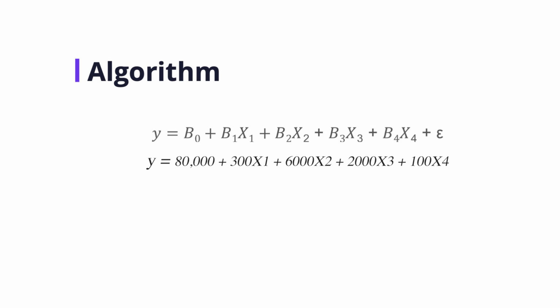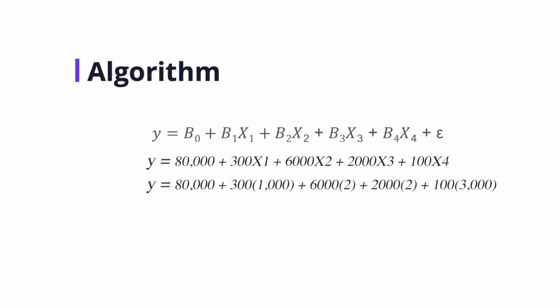So let's just apply this to a very simple example where we plug in the values for the square footage of the unit. We'll say 1,000 feet. With two bedrooms and two bathrooms on a 3,000 square foot lot, this would give us a value of $426,000.